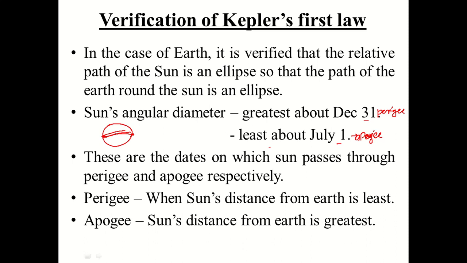But perihelion and aphelion are on the basis of the Sun. When an object is nearest to the Sun, it is called perihelion. When the object is farthest from the Sun, it is called aphelion. So don't confuse perigee and apogee with perihelion and aphelion. Perihelion and aphelion are used in reference to the Sun, and perigee and apogee are used in reference to the Earth.